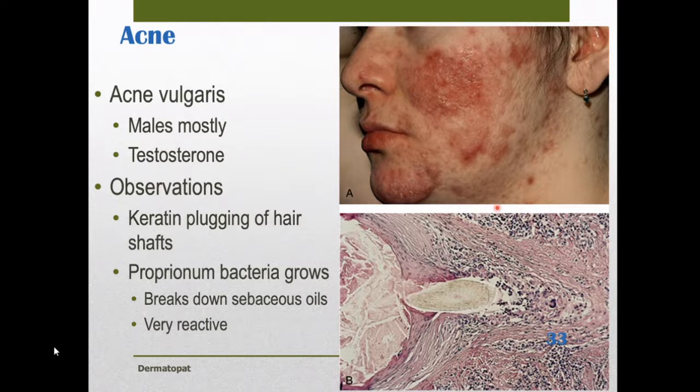So observation, there will be keratin plugging of the hair shaft and the propionum bacteria will grow inside there. So meaning that there will be superimposed infection by this bacteria.